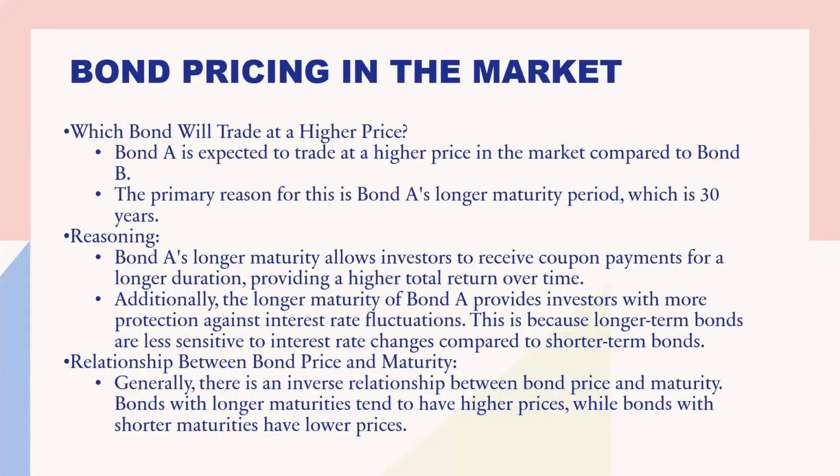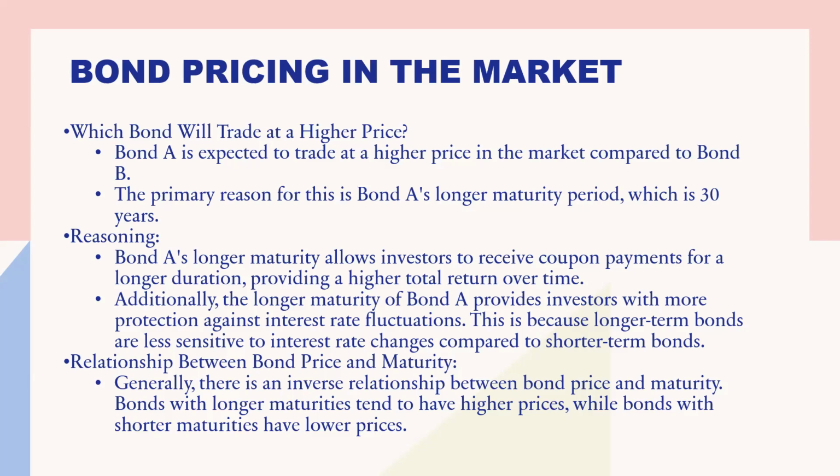And bond pricing in the market. Which bond do you think will trade at a higher price in the market? As we discussed in the last slide, it's actually bond A. Why? Because bond A has a longer maturity period compared to bond B. This means that investors who hold bond A will receive coupon payments for a longer time, leading to a higher total return over the bond's lifetime.